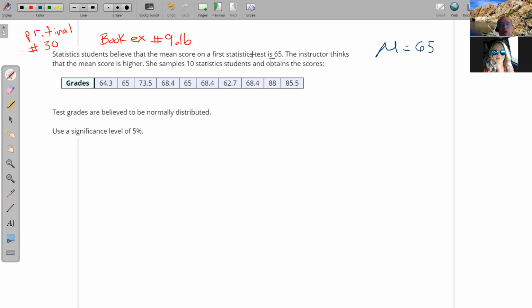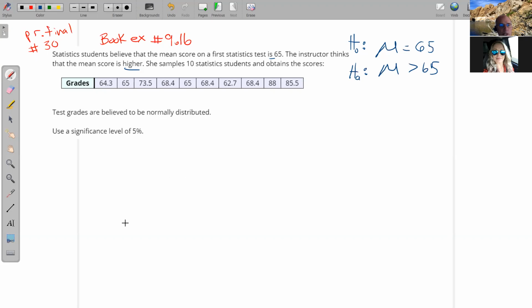Since this is an equals because of the "is," this would have to be the null hypothesis. So H0 is mu equals 65. The instructor thinks the mean score is higher. So the instructor says, I don't think so. I think it's greater than 65. So that would have to be the alternative because it does not have an equal sign in it, right? It's just a higher, which math symbols would interpret as a greater than. So this would be my alternative, which I was asked about.